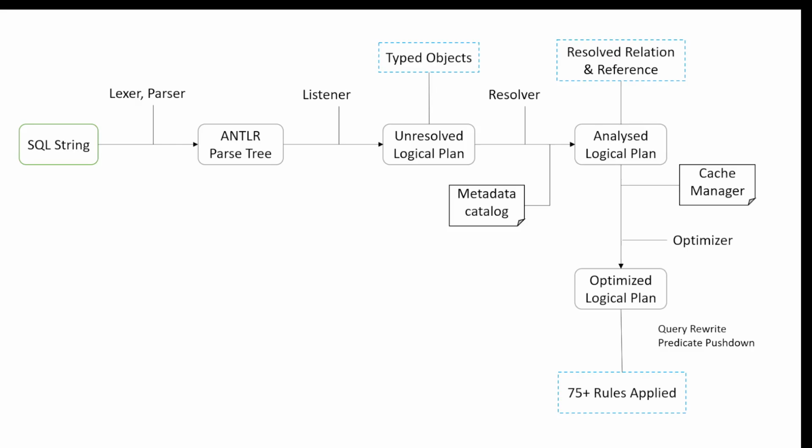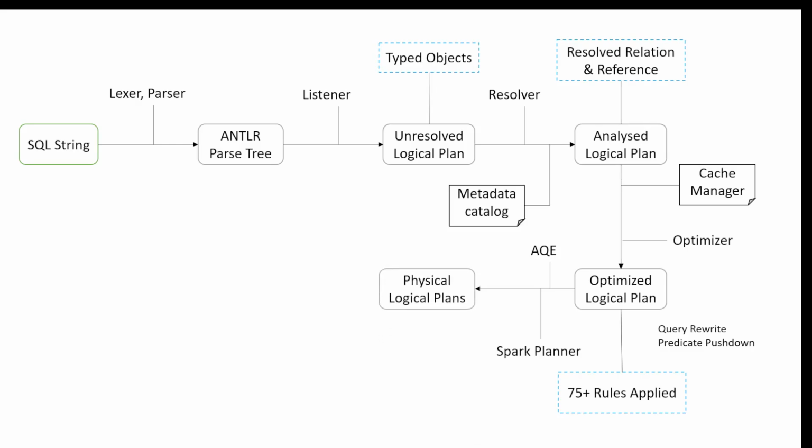When we say optimized logical plan, it has a lot of query rewrites, predicate pushdown. There are more than 75 rules which get applied in here to create that optimized logical plan. All these 75 rules are static, so these are not dynamic. These are rule based. Once we have the optimized logical plan, then comes AQE, which is dynamic in nature. It looks at the stats and then decides what optimizations to apply further.